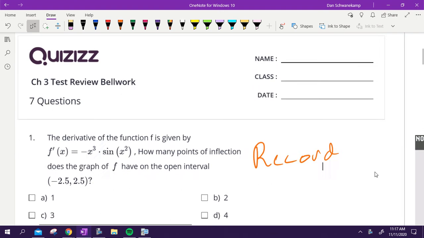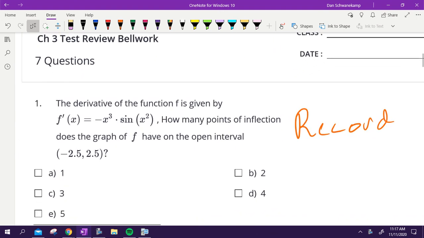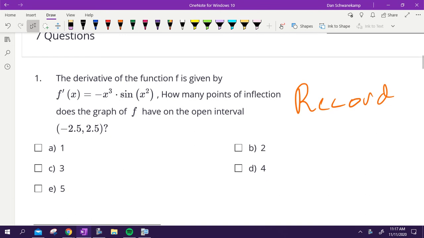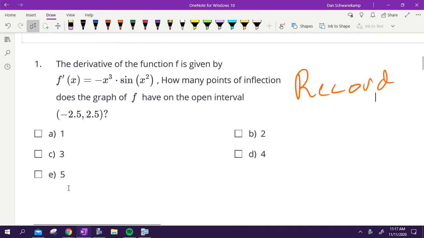So this is posted on Schwann Academy if you would like to go through it on your own, but we just did it. So let's go through our answers. For the most part, we were pretty good here, but let's double check. Okay, this Quizizz is mostly calculator type questions. You can do all of them with your calculator and know what's going on.